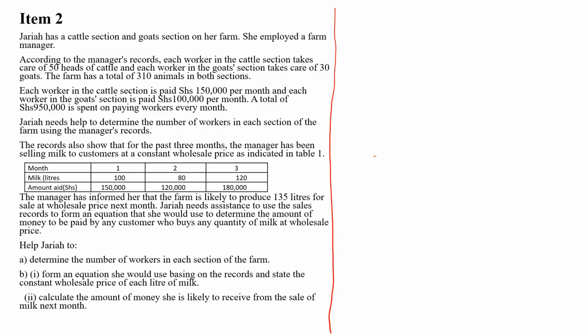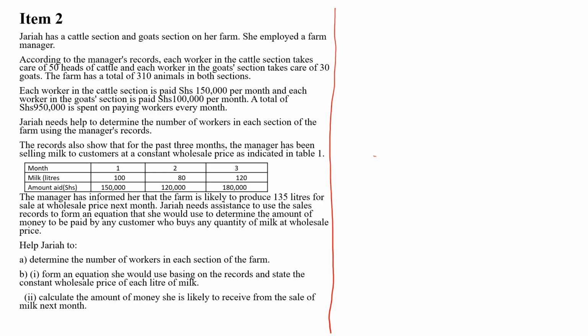For such a number, this item needed simultaneous equations. And now here under patterns and algebra, the first thing that you should keep in your mind is defining your variables very well. Here they are asking the number of workers in each section of the farm. So friends, don't just rush and say let the goat be X. No. Come here and respond to the task.